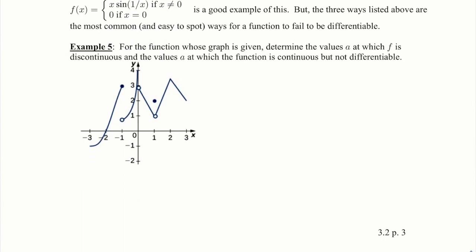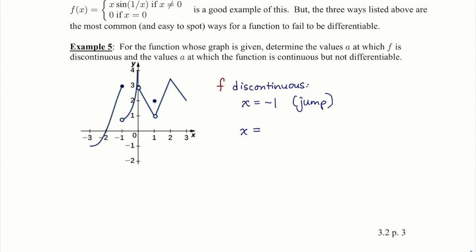So let's take a look here at example 5. We have just a graph that's given, and we want to figure out first the places where the function is discontinuous. So let's see, we could see definitely there's a discontinuity at x equals negative 1. And just to review, that's a jump discontinuity because the two sides are not even approaching the same value. There's another discontinuity at x equals 0.